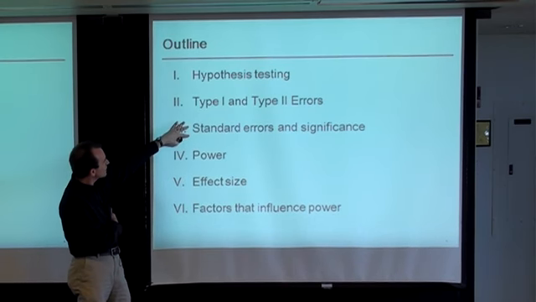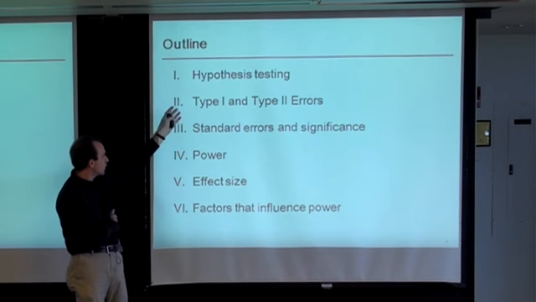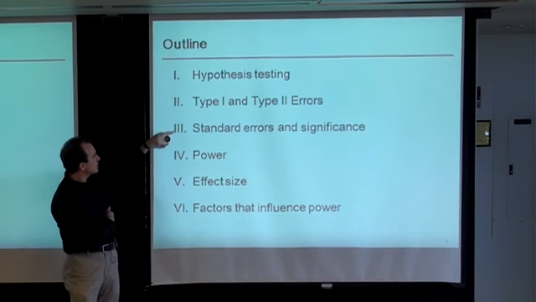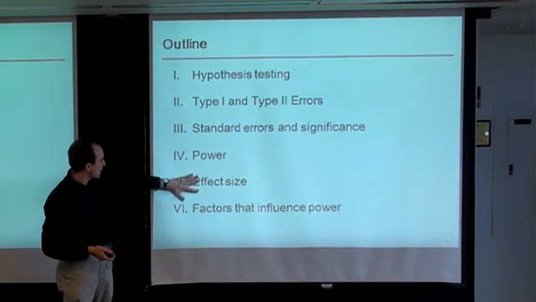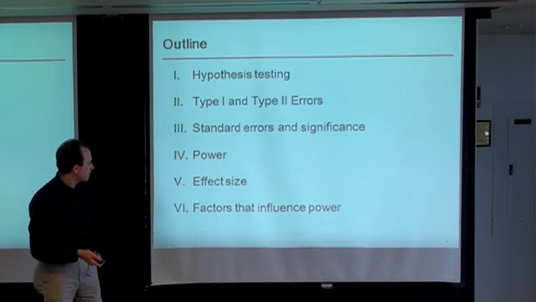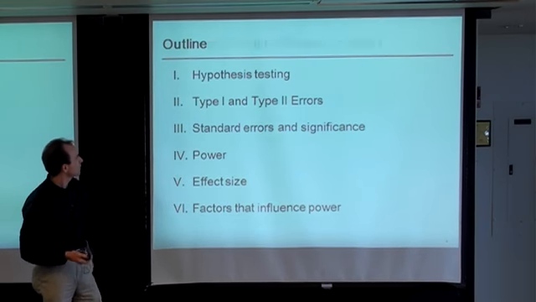Then we'll talk about standard errors and significance, which is how we think more formally about what these different types of errors are. We'll talk about power, we'll talk about the effect size, and then finally the factors that influence power. Okay, so this is all the stuff we're going to go through.